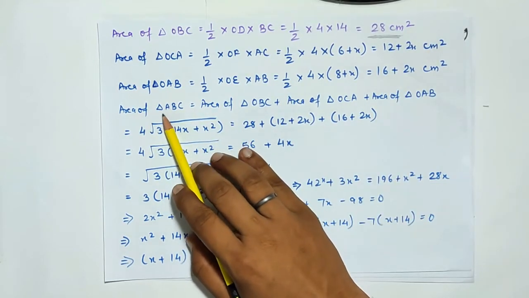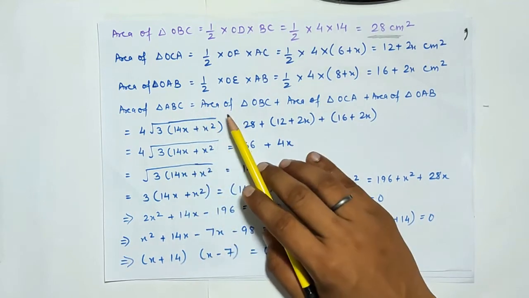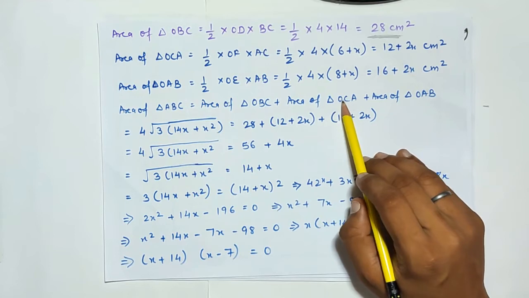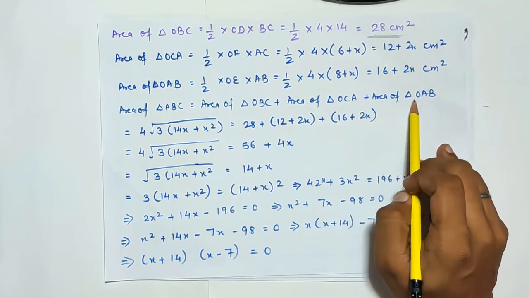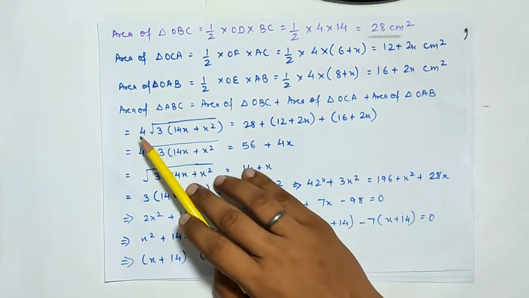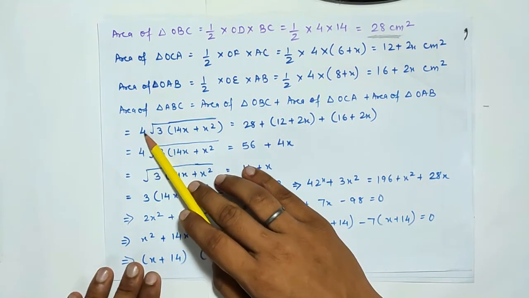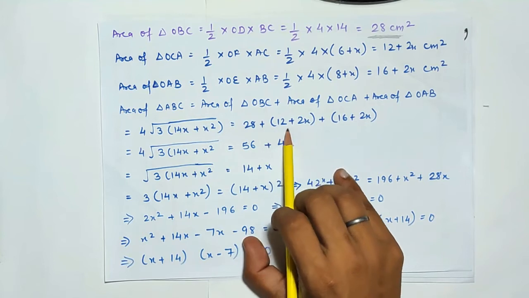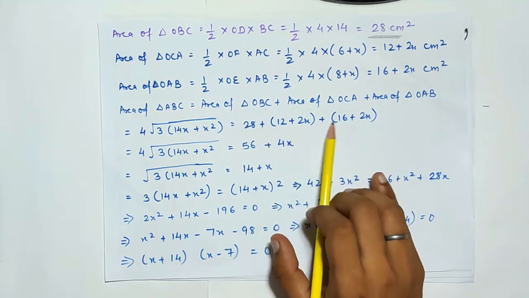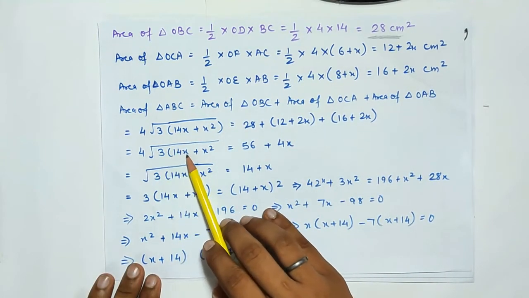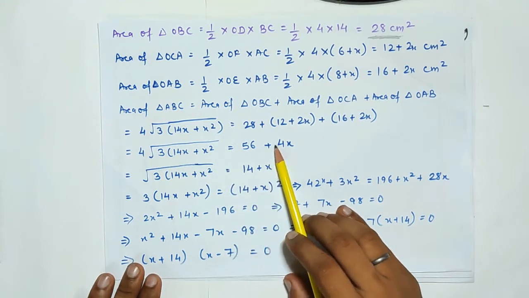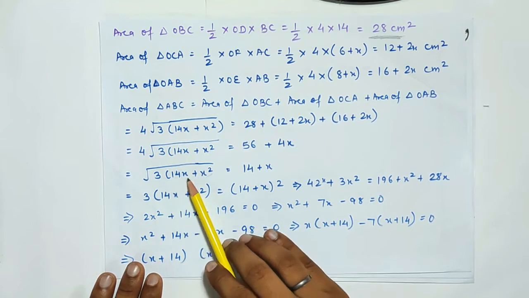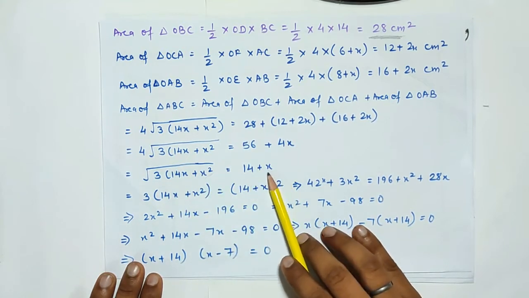Area of triangle ABC is equal to area of triangle OBC plus area of triangle OCA plus area of triangle OAB, that is 4 root 3 bracket 14x plus x squared is equal to 28 plus 12 plus 2x plus 16 plus 2x. So 4 root 3 (14x plus x squared) is equal to 56 plus 4x. After solving this, we get root 3 (14x plus x squared) is equal to 14 plus x.